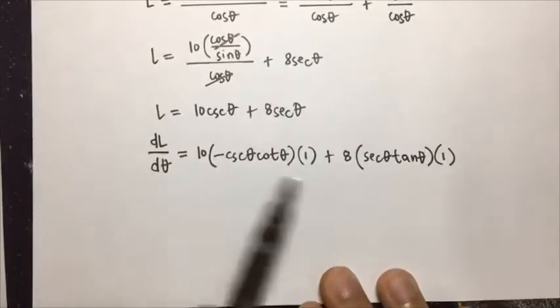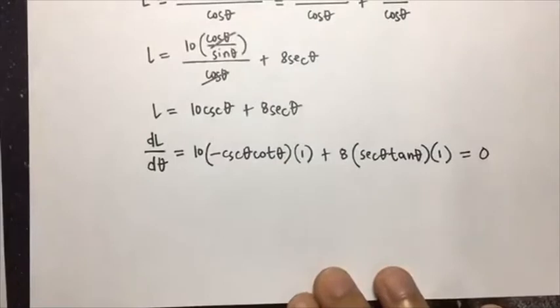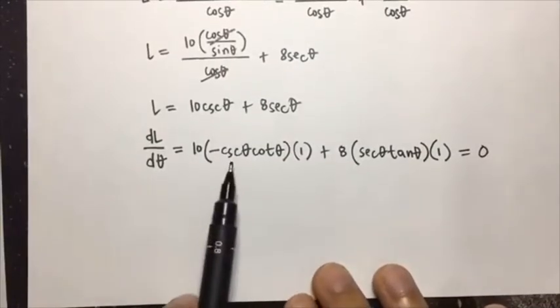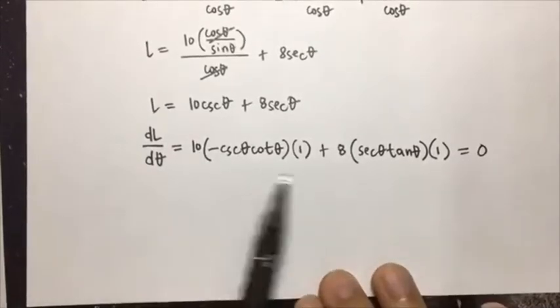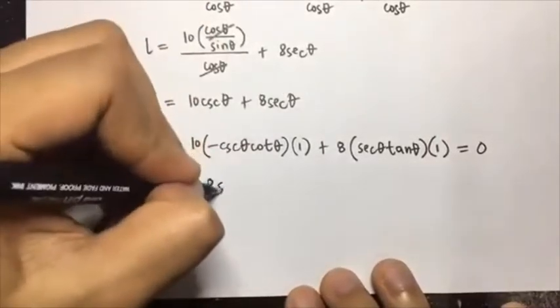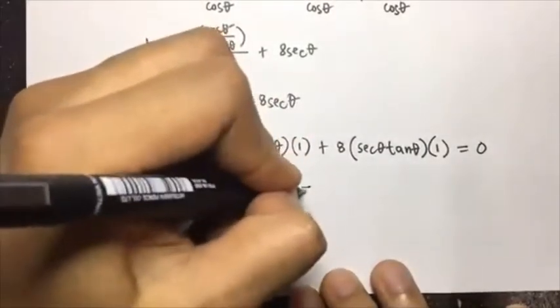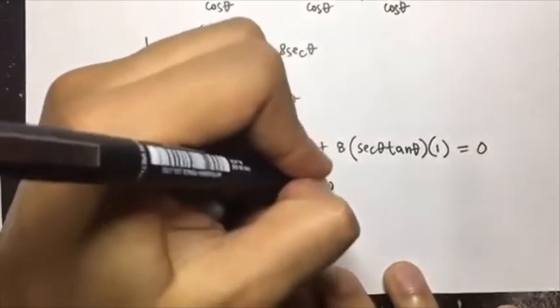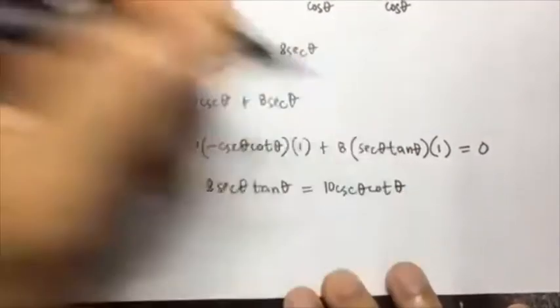Okay, so setting the derivative to 0, so we will have it equal to 0. We can also transpose 1 to the other side. Okay, so it will become 8 secant theta tangent theta is equal to 10 cosecant theta cotangent theta.